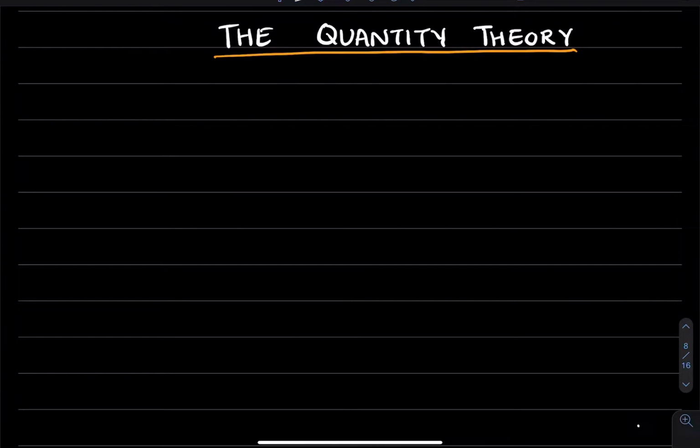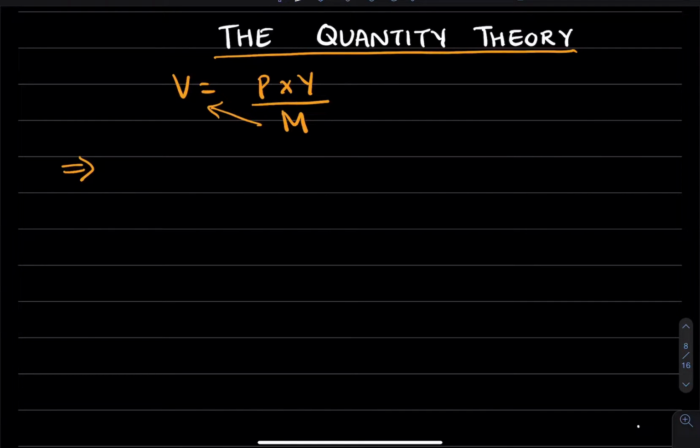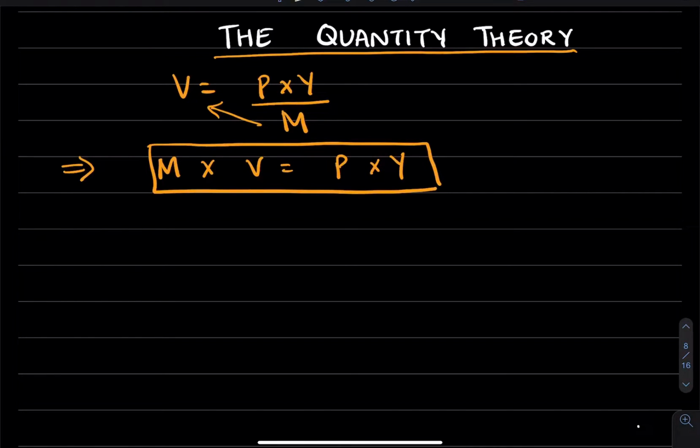In the previous video, we've talked about the velocity of money, and we said that the velocity of money can be given by price times Y, which is our nominal GDP, divided by the money supply, or the quantity of money. If you rearrange this equation slightly and cross multiply, you would get money times velocity equals price times Y. And this equation is usually referred to as the quantity equation.